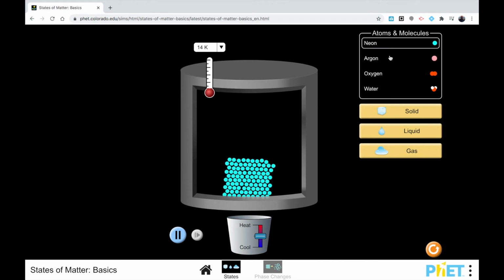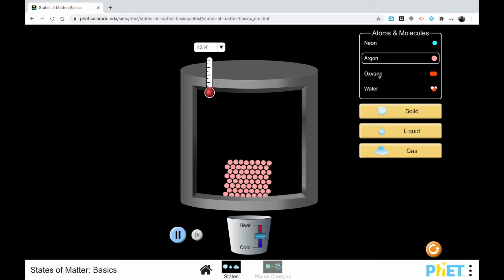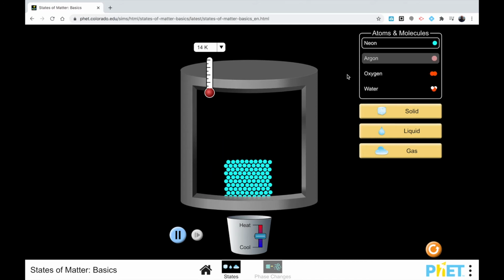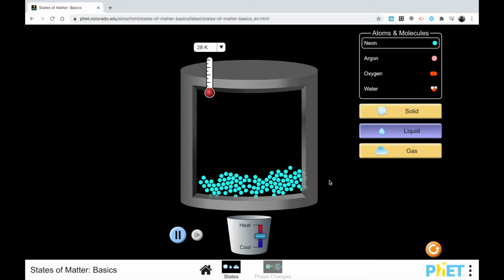Now we have four substances on the left, on the right. We have neon, argon, oxygen, and water. So let's take a look at neon. It is a solid because they're packed together, and you can see them wiggling. All right. Now let's go ahead and see what the liquid looks like. You can tell that they're wiggling some more, and they have what we call translational motion. So maybe this one molecule might move off to the other one.